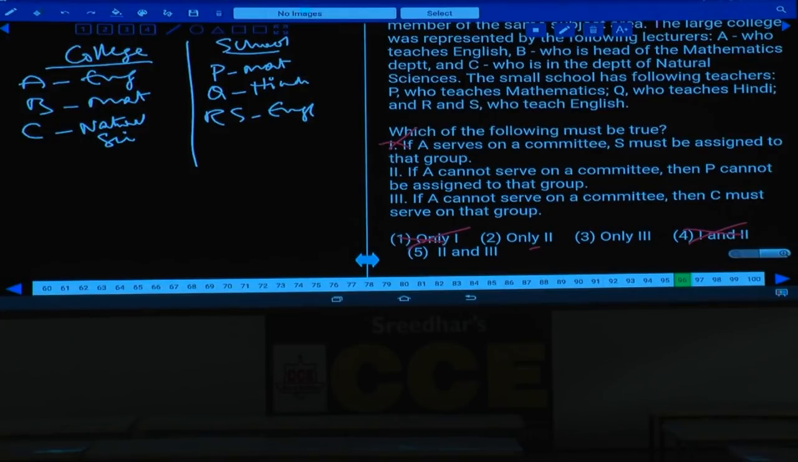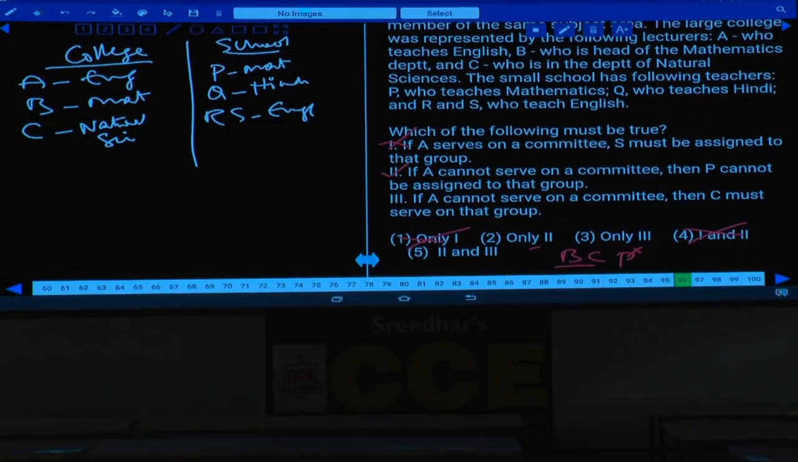Then condition number 2: A cannot serve in a committee. If A is not there, then B and C must be there, because from the college we should have two persons. As B and C will be there, who is the other person? If A cannot serve, then P cannot be assigned to that group. True or false? As B is there, B is from mathematics, and P is from mathematics, so P cannot be assigned to that group. Are you following this or not? Then what is the group here? B, C, and the condition number 2 is true.